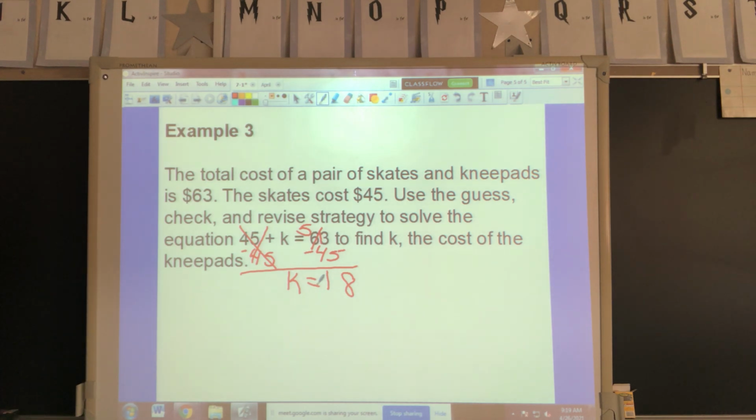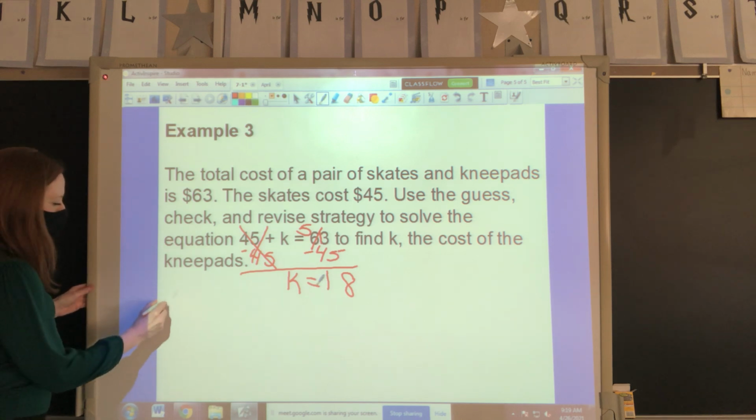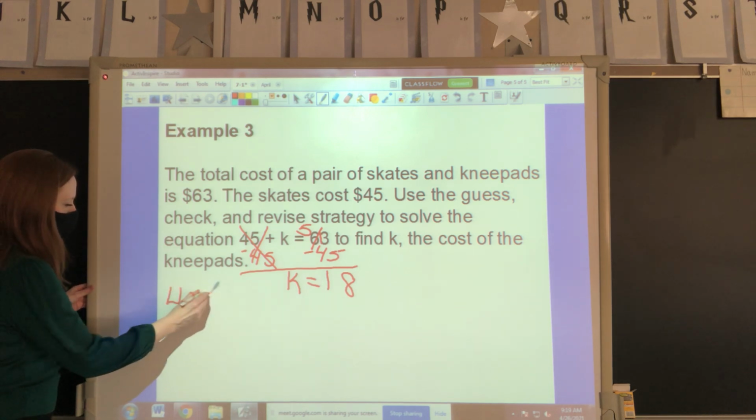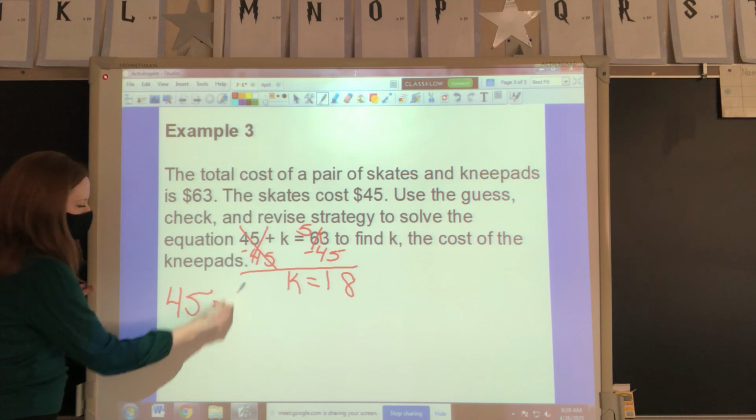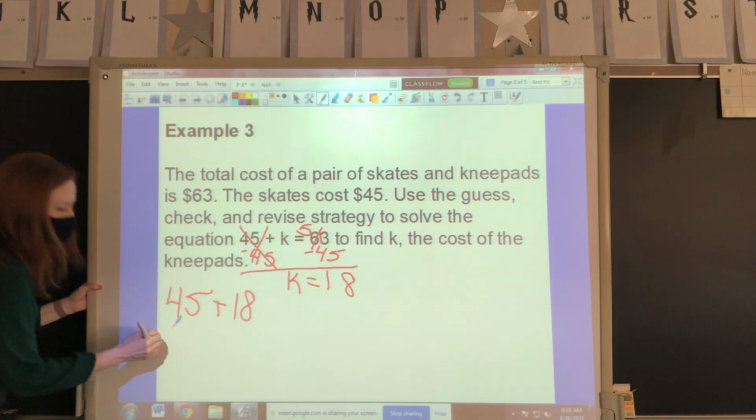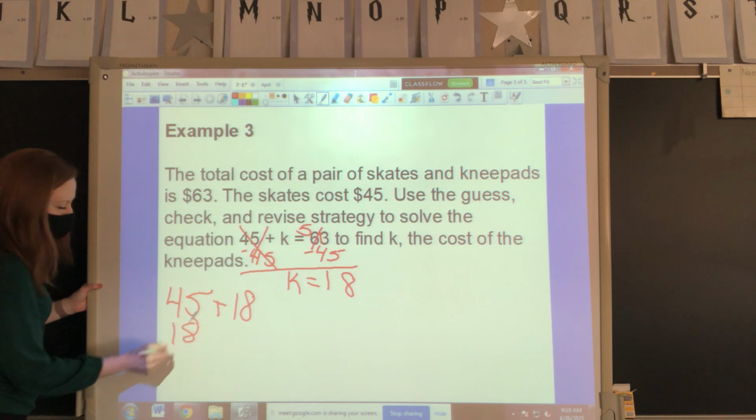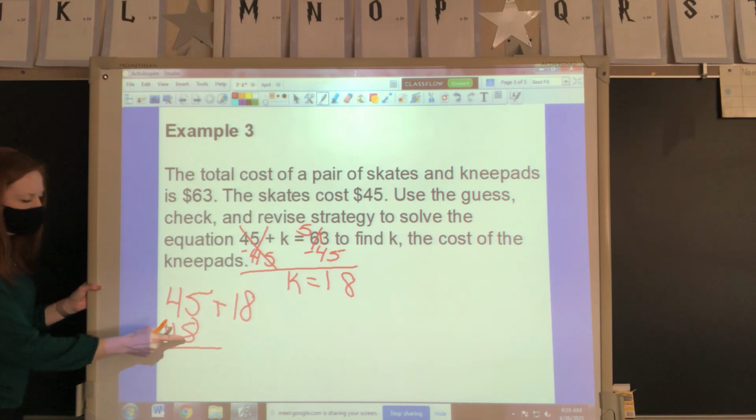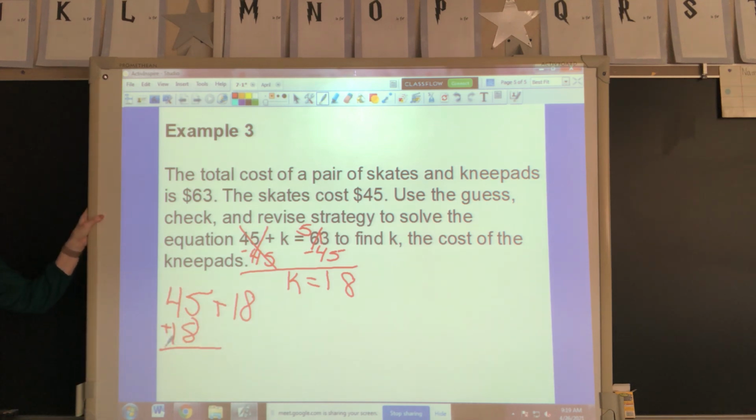Now, to check your answer, plug it in. So I'm going to plug that answer in, 45 plus 18, and see if we get 63. So you can check your work too. So I'm going to put it right here. So 8 plus 5, what is 8 plus 5?